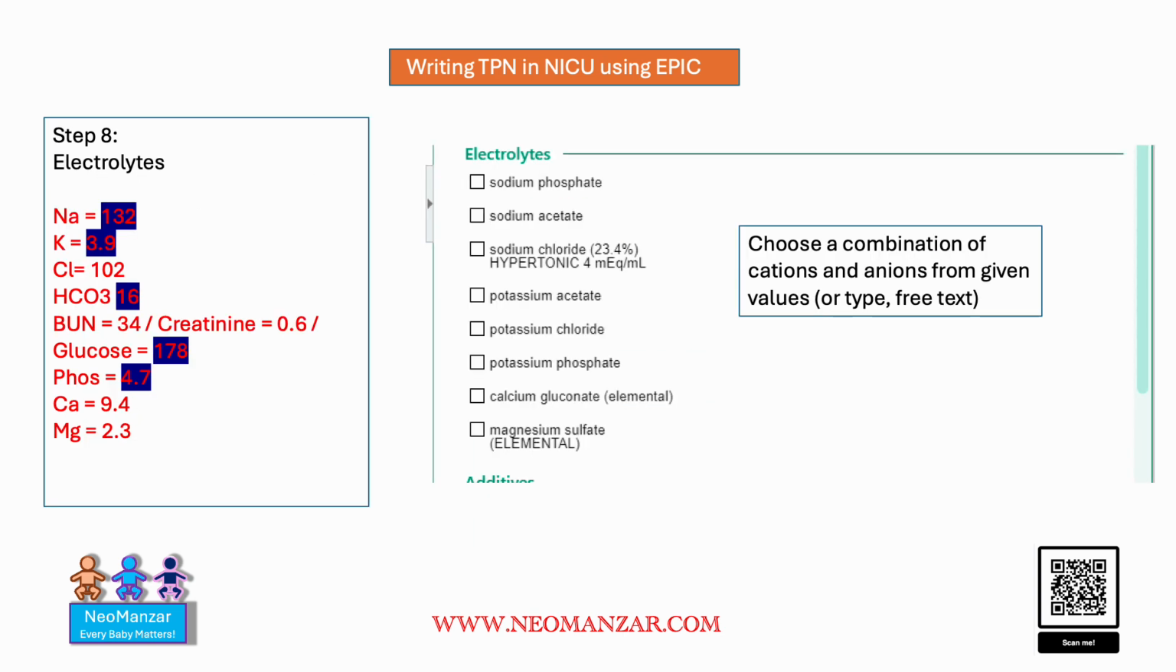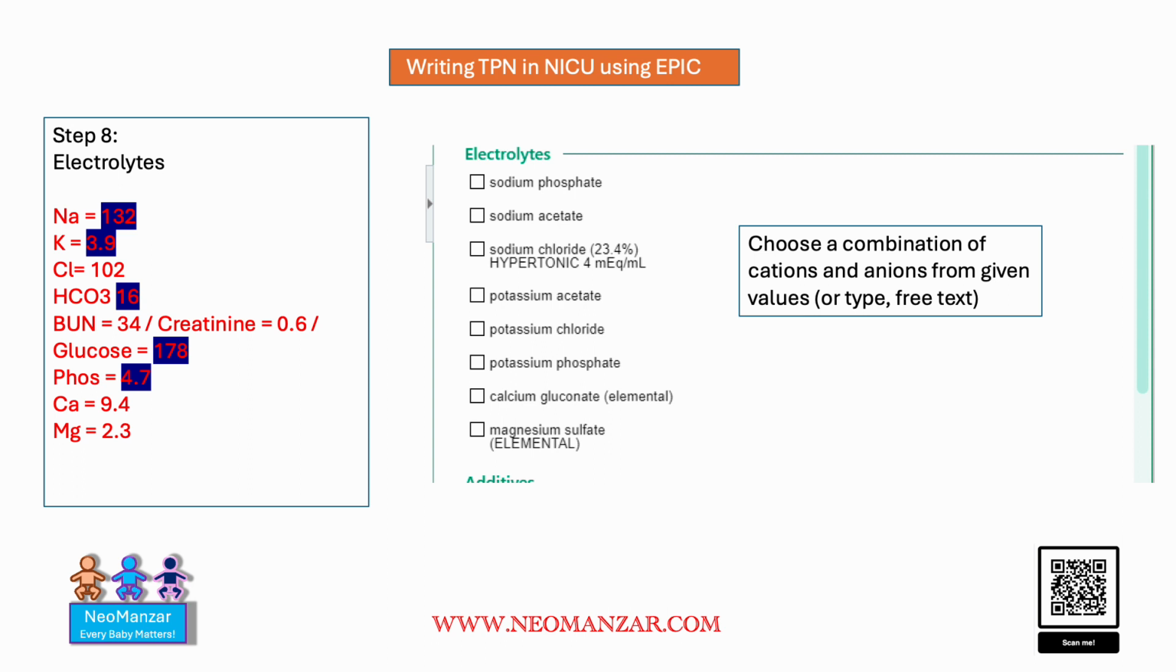The next thing is very important, which is the electrolytes. In this screen, you see there are three options to give sodium. Here they are. And there are three options to give potassium. So either you can select sodium phosphate, sodium acetate, sodium chloride, or you can do potassium acetate, potassium chloride, or potassium phosphate. It all really depends upon the combination available.